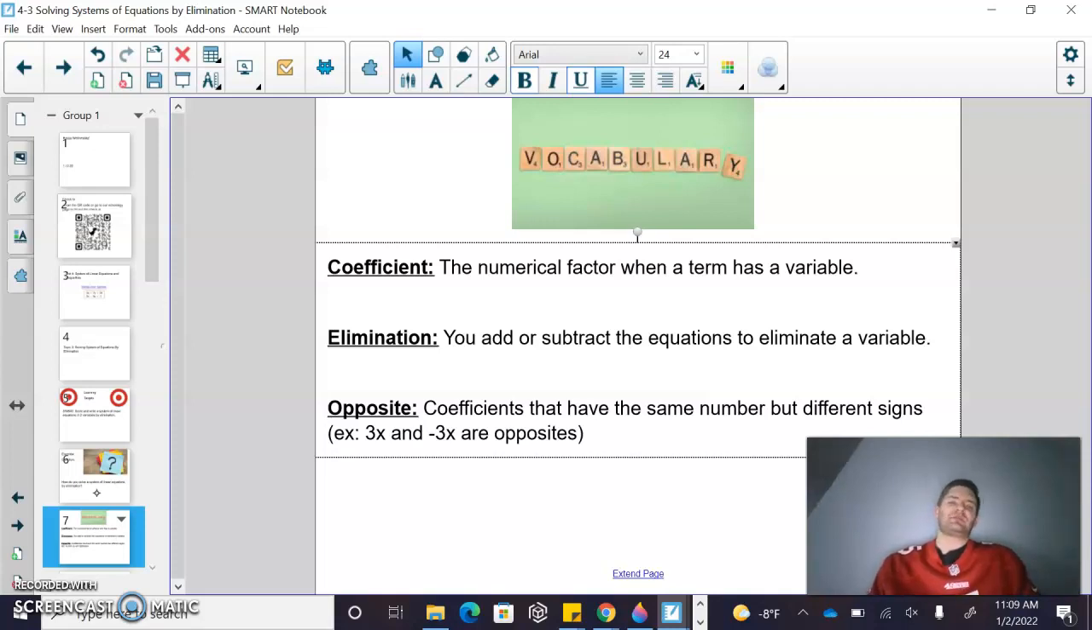And then when we talk about opposite, we're talking about coefficients that have the same number but different signs. An example I've given here is 3x and negative 3x are opposites. Notice they both have the same 3, but one's positive and one's negative. This is going to be super important because by being able to do this, we're able to eliminate the variable.